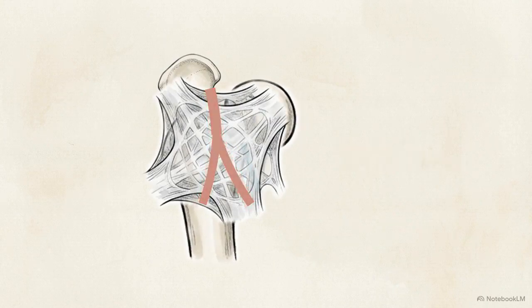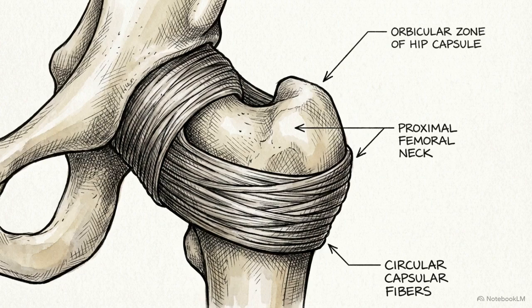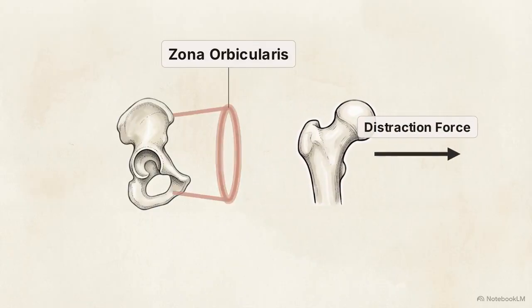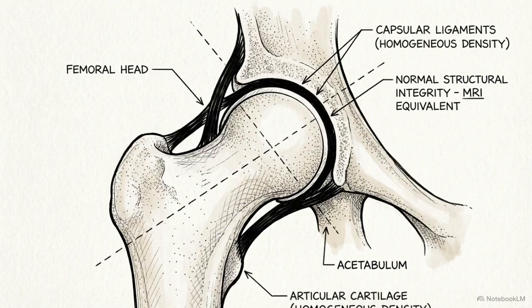The capsule also contains circular fibers called the Zona orbicularis. This structure forms a circumferential collar around the femoral neck, functioning as a sling that restrains joint distraction. On a normal MRI, these capsular structures appear entirely dark, registering as homogeneously low signal intensity bands.